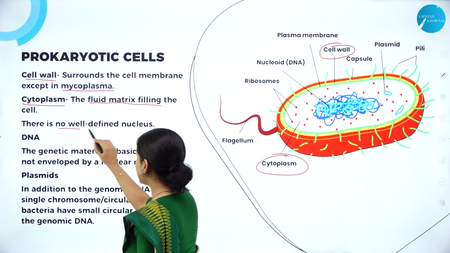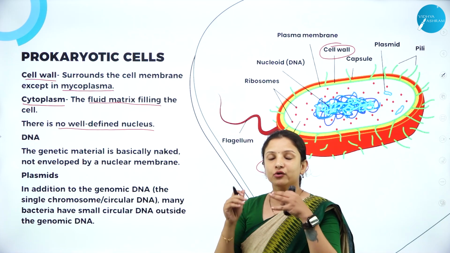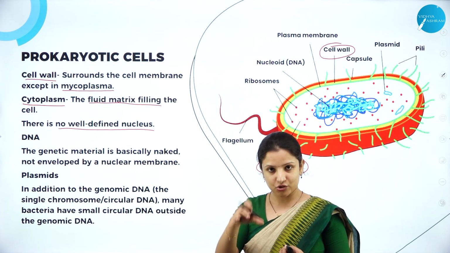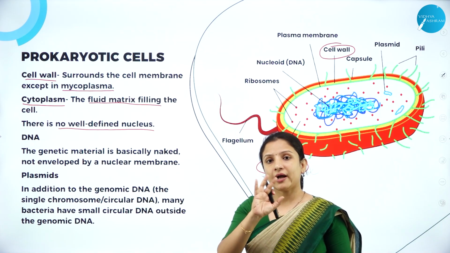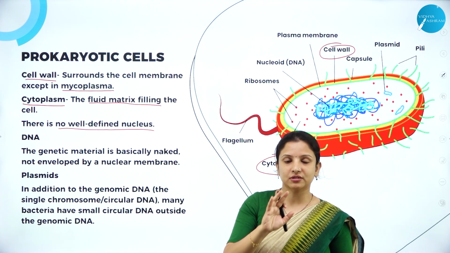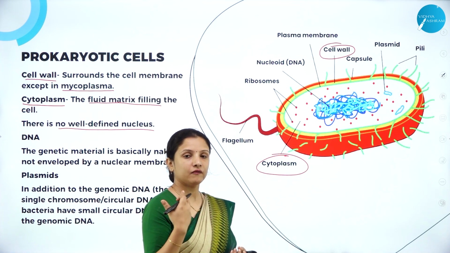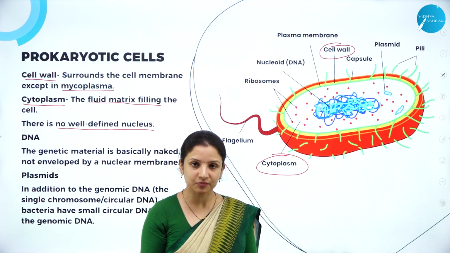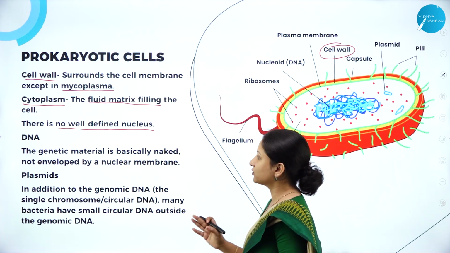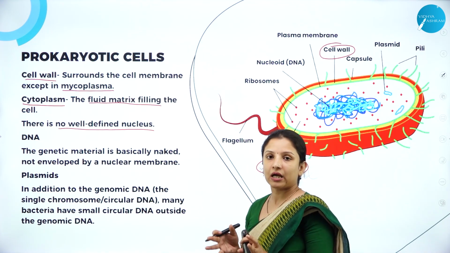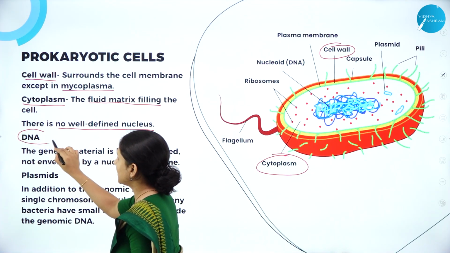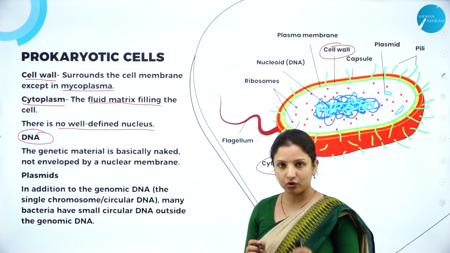In the cytoplasm, they have no well-defined nucleus, meaning they do not have a true nucleus. They have just the genetic material situated in the cytoplasm, and there is no nucleus, because if the genetic material were covered by a nuclear membrane, we could have called it a true nucleus. But in prokaryotes, they do not have a nuclear membrane covering. Therefore, we can say that they do not have a well-defined nucleus. And talking about the genetic material, which is DNA, that is deoxyribonucleic acid.